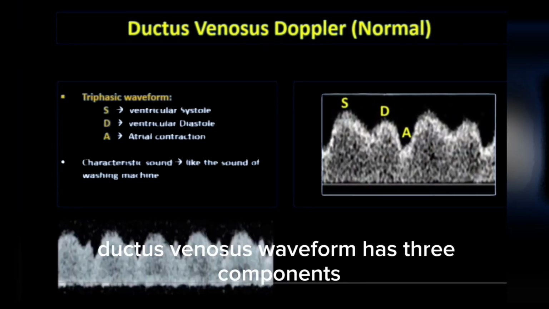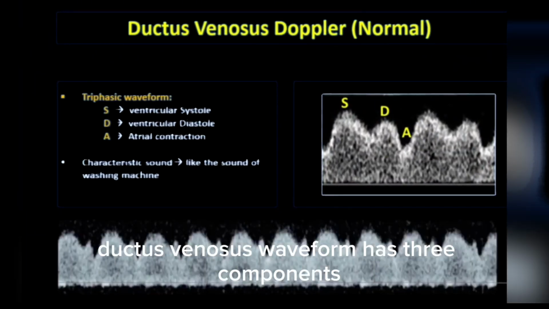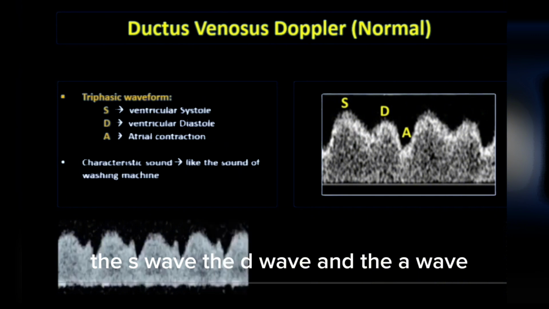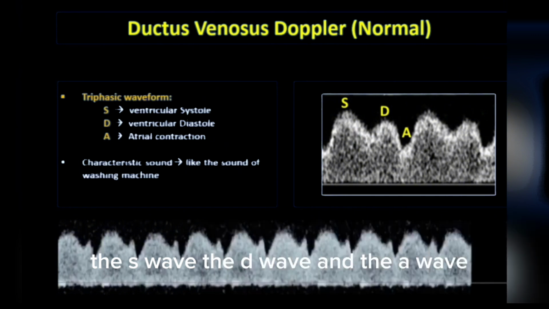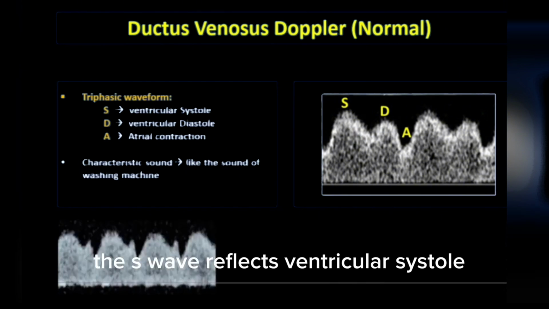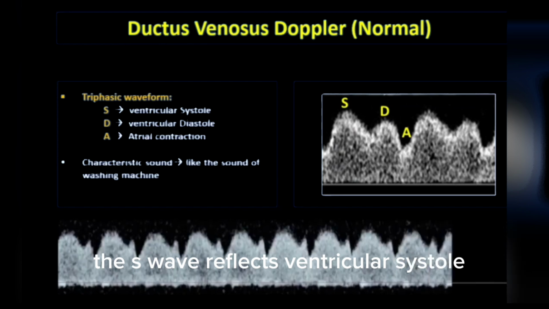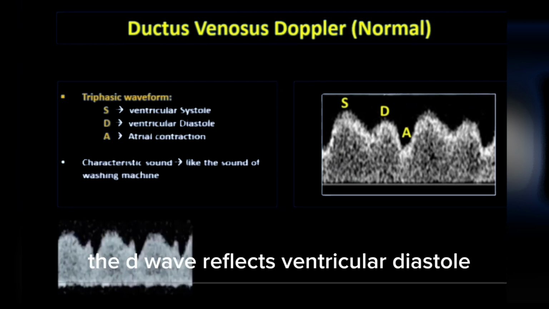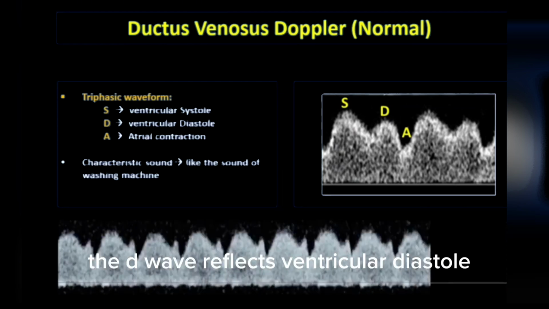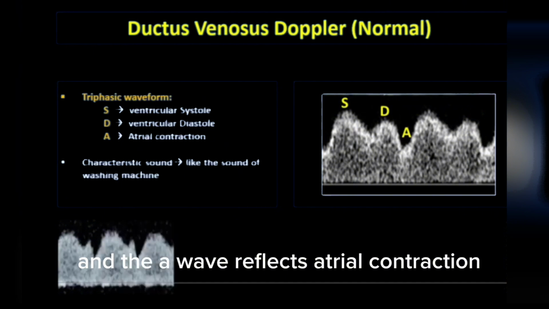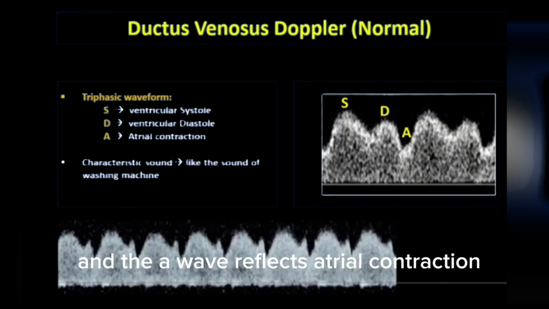Ductus venosus waveform has 3 components: the S wave, the D wave, and the A wave. The S wave reflects ventricular systole. The D wave reflects ventricular diastole. And the A wave reflects atrial contraction.